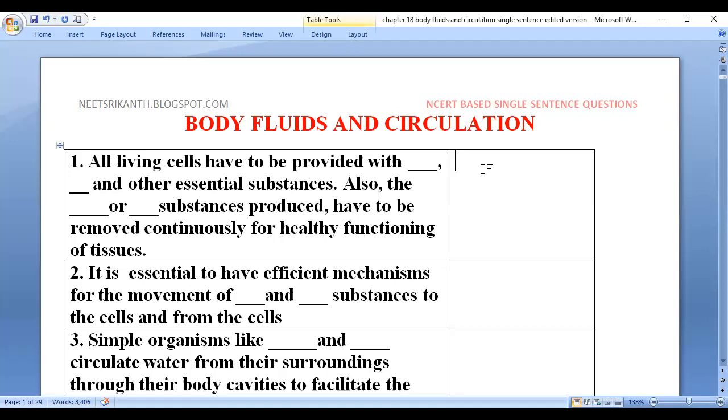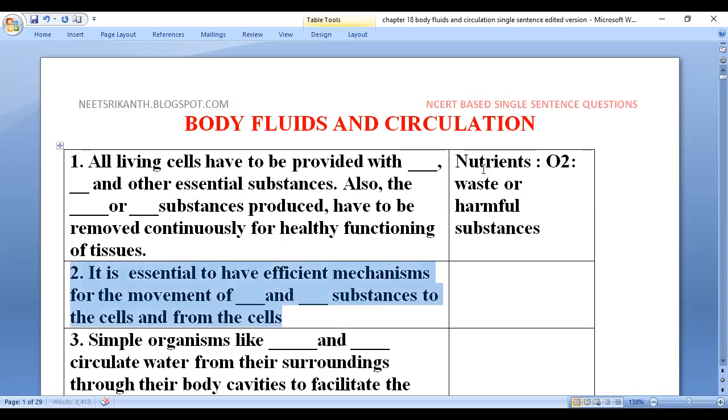Let's start. All living cells have to be provided with nutrients and other essential substances. Also, the oxygen or harmful waste substances produced have to be removed continuously for the healthy functioning of tissues.